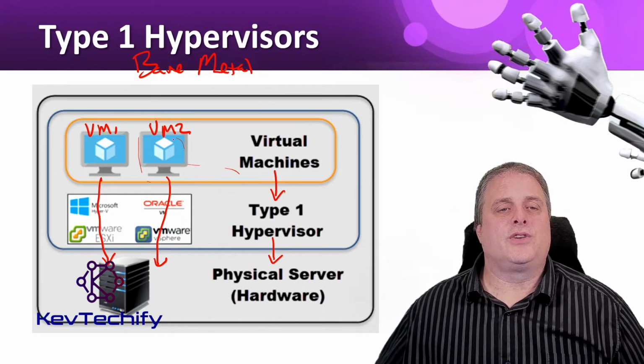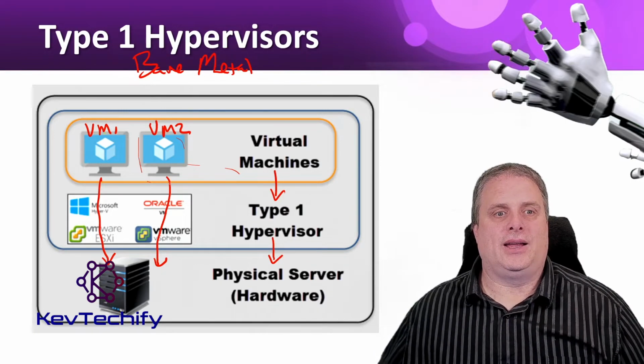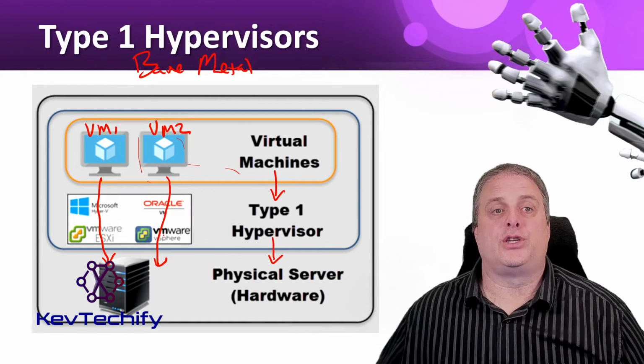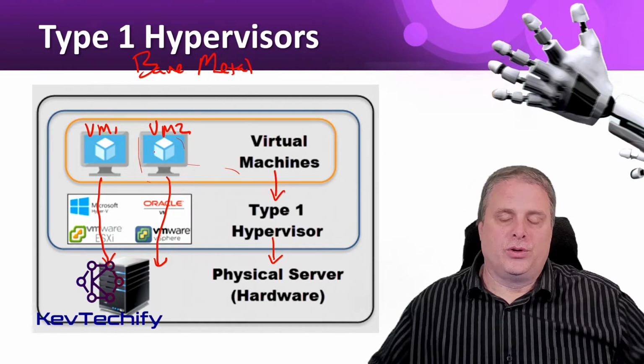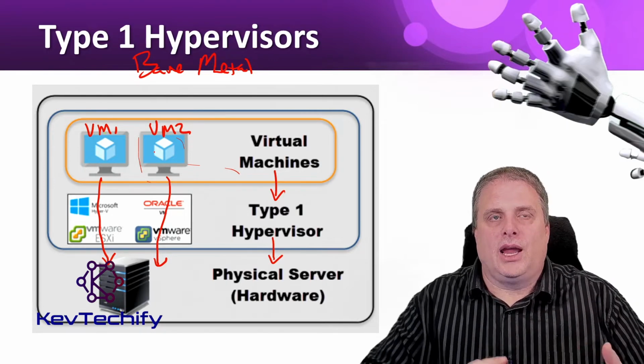Because this virtual machine doesn't have to go through that additional operating system like a Type 2 hypervisor, this is more efficient. Type 1 hypervisors improve your scalability, performance, and robustness.